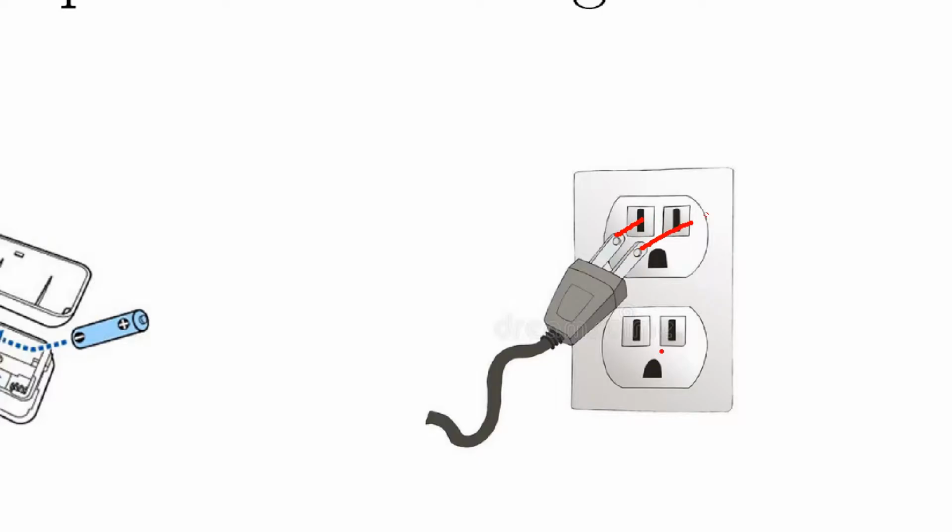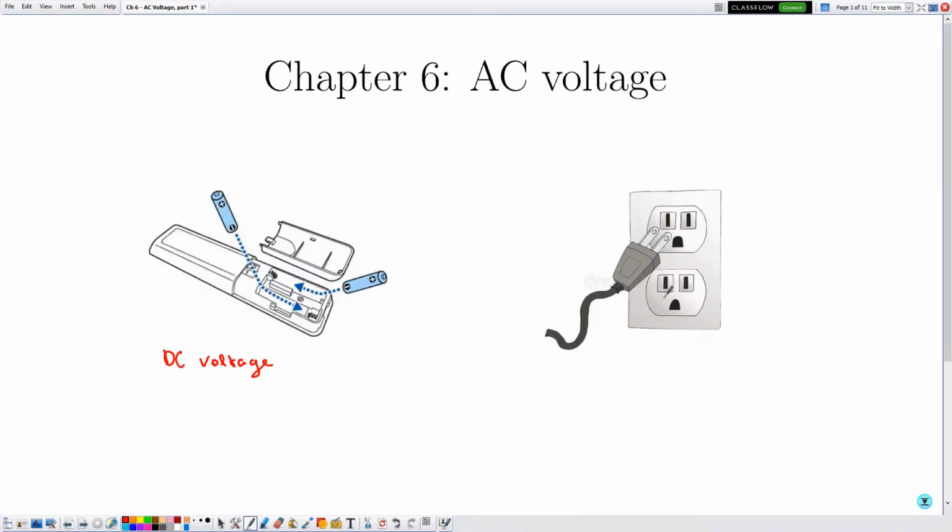So in this case we are not distinguishing between the positive pole and the negative pole of the voltage source, and this is mainly known as the AC voltage.